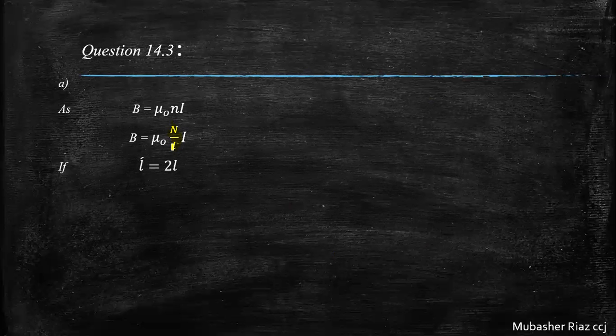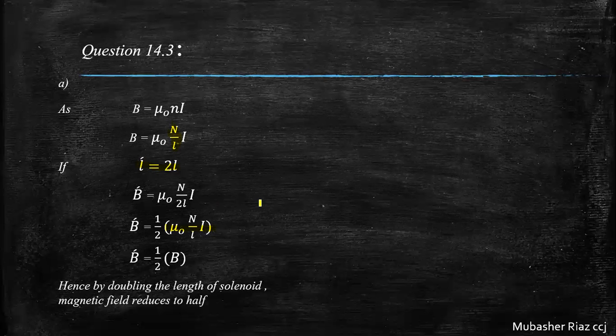According to the condition, if length becomes double, then what will happen to the magnetic field? By putting this condition, B prime becomes equal to mu naught N over 2L into I. So 1 over 2 into mu naught N over L into I, and this one is equal to the actual magnetic field B. So B prime is half of B. Hence we can say that by doubling the length of the solenoid, the magnetic field reduces to half.